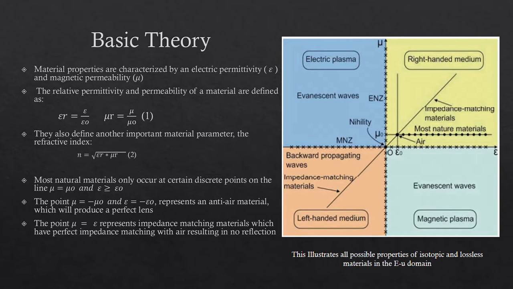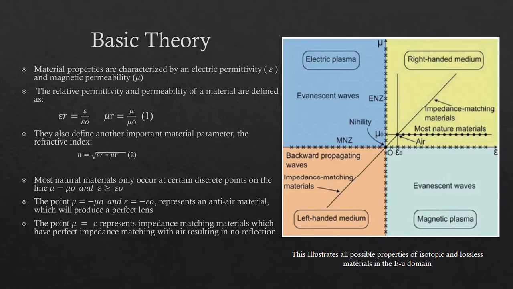Almost all materials can be characterized by these two properties: the electric permittivity epsilon and the magnetic permeability mu. The thinnest material found in nature is air, which is denoted by epsilon naught and mu naught, which is also used to find the relative permittivity and permeability of a material, shown in Formula 1. The relative permittivity and permeability also define another important material parameter, the refractive index, shown in Formula 2.